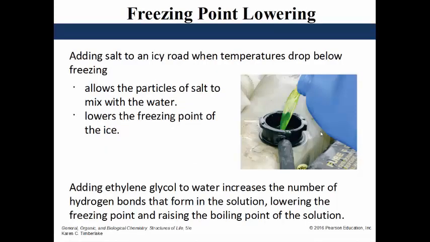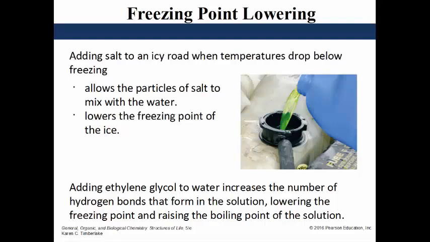Alright, somewhat related to that is the freezing point lowering. A good example of this is when you add salt to a road or, say, a sidewalk or a driveway that's covered in ice. By doing so, that ice will melt. And what you're doing here is actually lowering the freezing point of the water. So instead of freezing at 32 degrees Fahrenheit, it may now freeze at 28 degrees or so. So it takes a lower temperature in order to freeze.